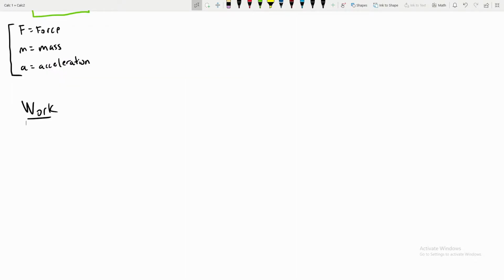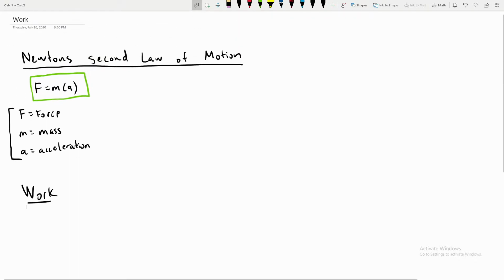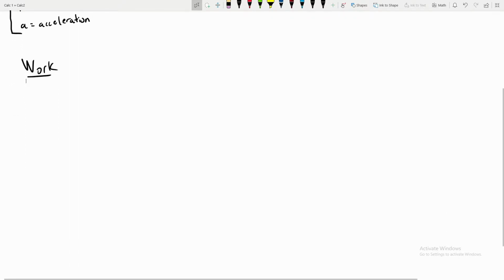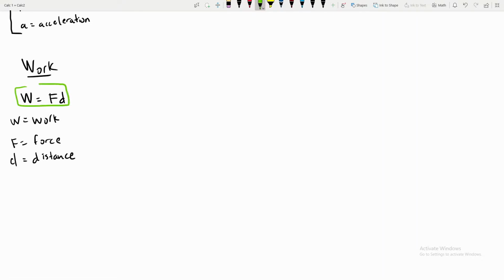So now moving on to work. As you can guess, work probably has something to do with this formula with force. Otherwise, I wouldn't have told you to remember that formula. So the formula for work is force times distance. And there you go. Again, I have labeled the variables over here just under the formula itself.